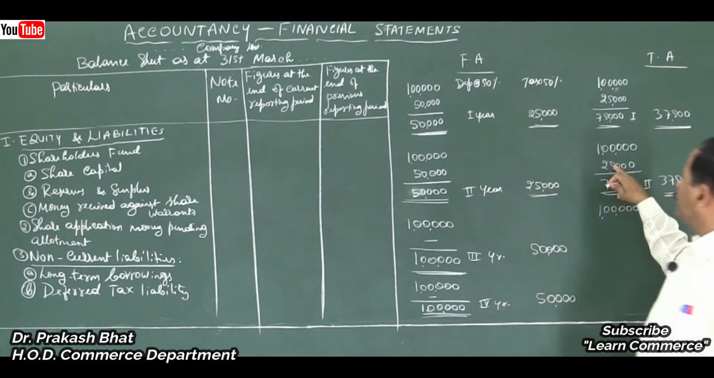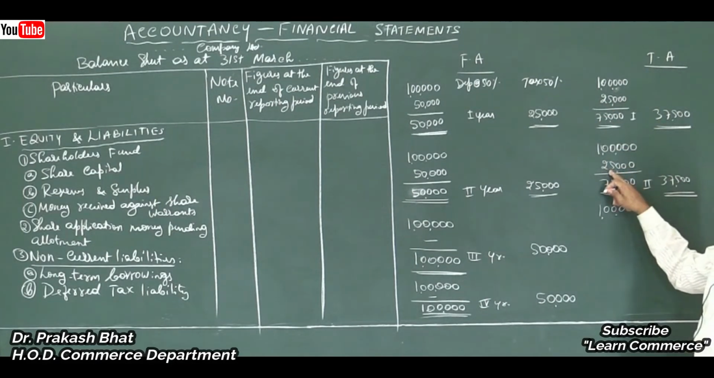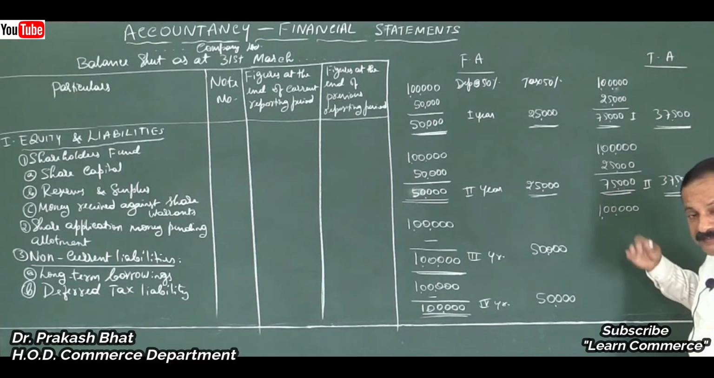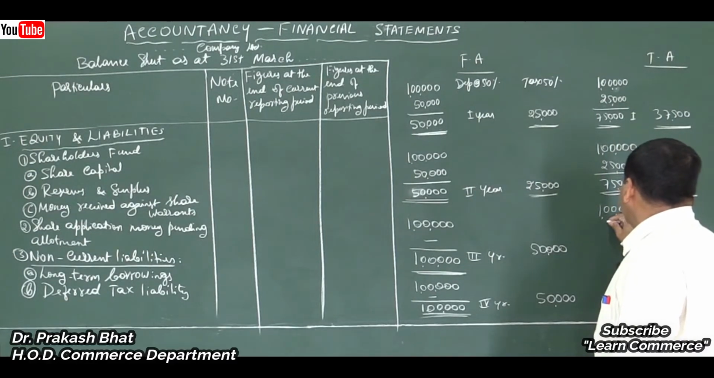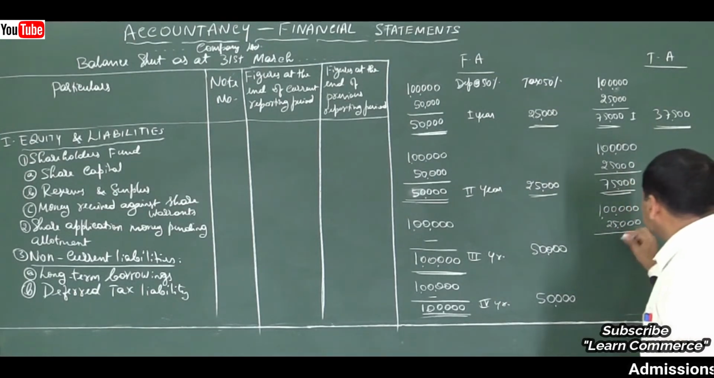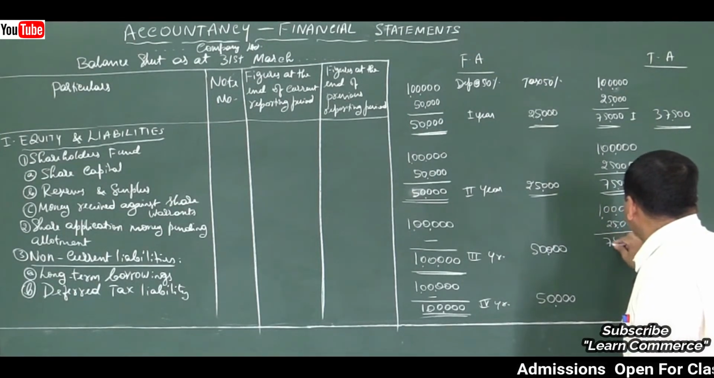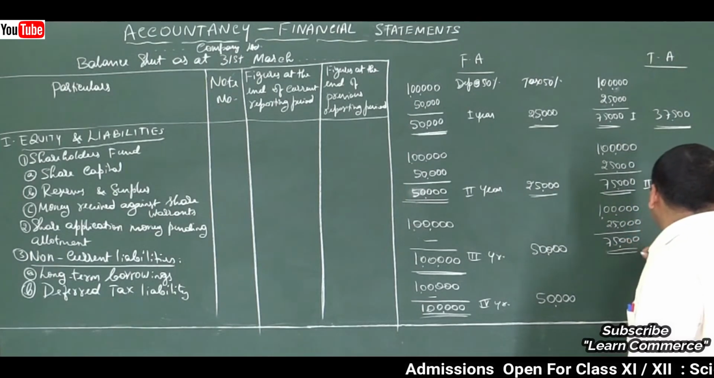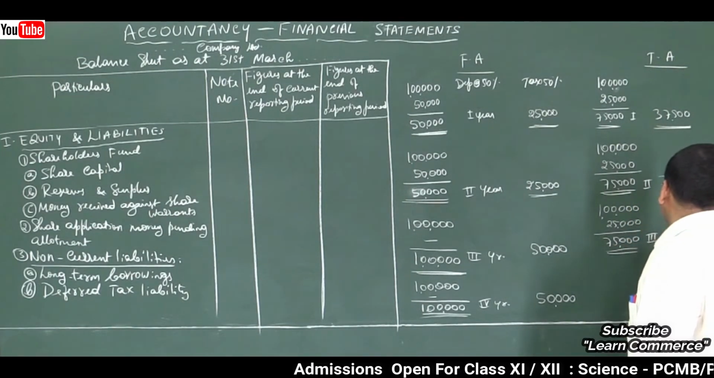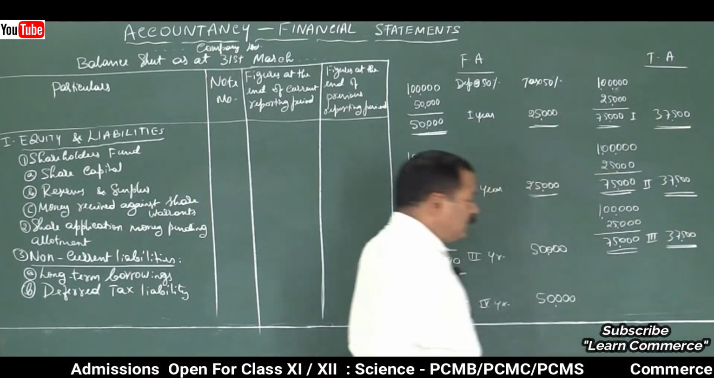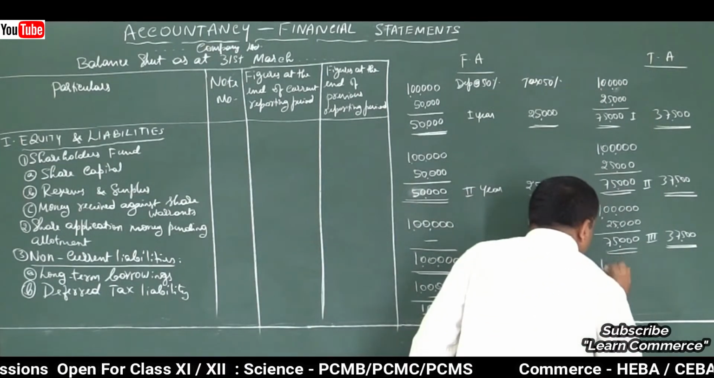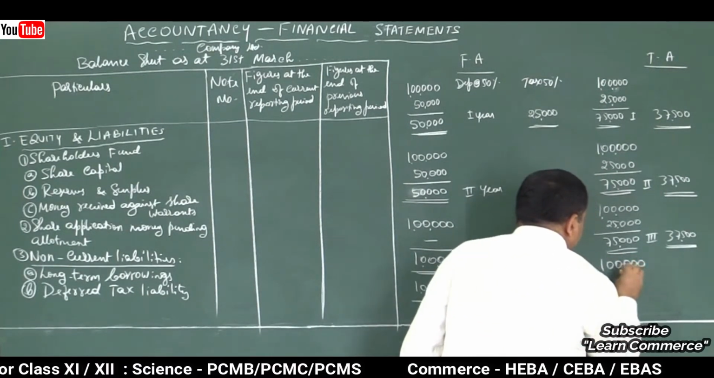Here, how much depreciation have we charged already? 25 plus 25. First year 25, second year 25, total 50,000. Still the value of asset is 50,000. Am I correct? So, deduct again 25%, 25,000. So here, how much remains? 75,000 again. So 50% tax means during third year also you are paying 37,500.